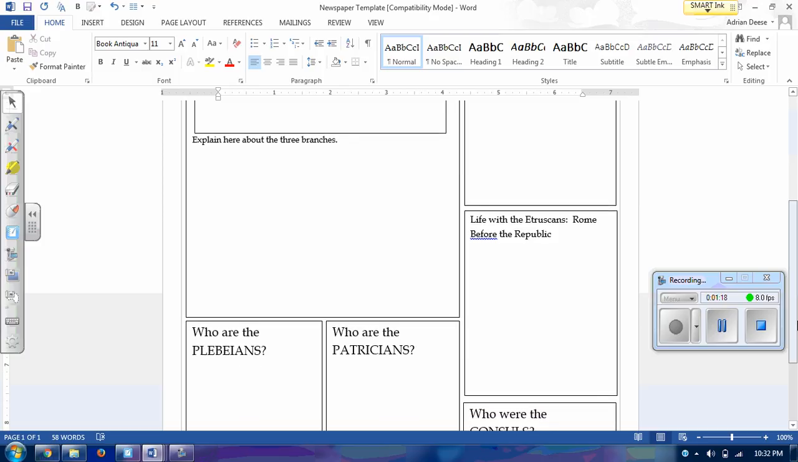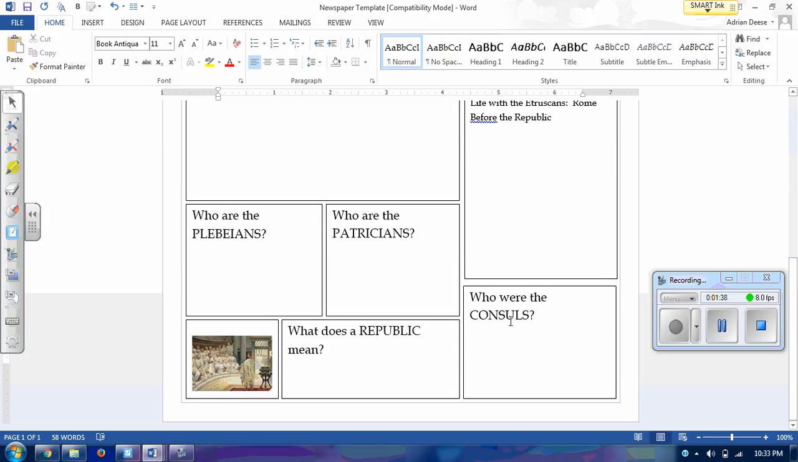When you go down to life with the Etruscans, those are the kings, or the first monarchy of ancient Rome, and it happened before the Republic. So if you have anything about how the Etruscans were a monarchy, then I think that you know what you're talking about. We know that the plebeians are the poor, the patricians are the rich, and the consuls are the 2 most powerful positions in the Roman Republic.